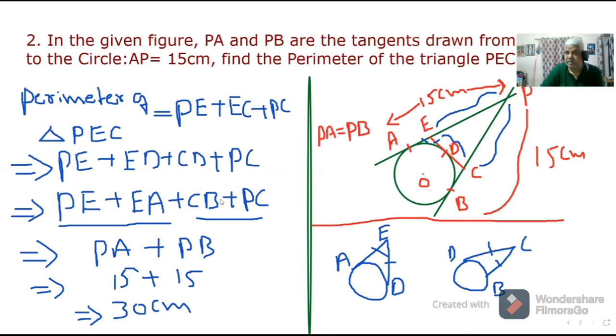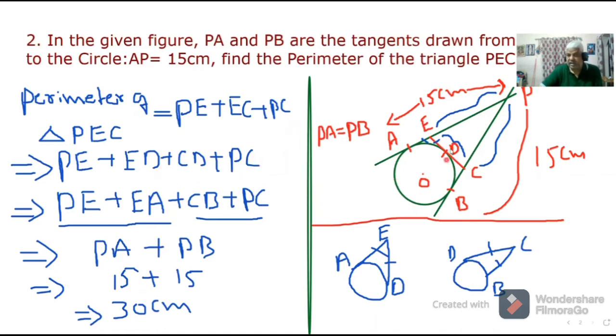Once again, I explain. Observe, my dear friends. Now here they asked you to find the perimeter of the triangle PEC, and they gave PA as 15. We know PA is equal to PB because the tangents drawn from the external point of the circle are equal. Now I considered the formula, sum of the three sides, PE plus EC plus PC. Now PA I kept as it is. EC in the diagram, observe, my dear friends, EC can be written as ED plus DC. And last, PC I kept as it is.